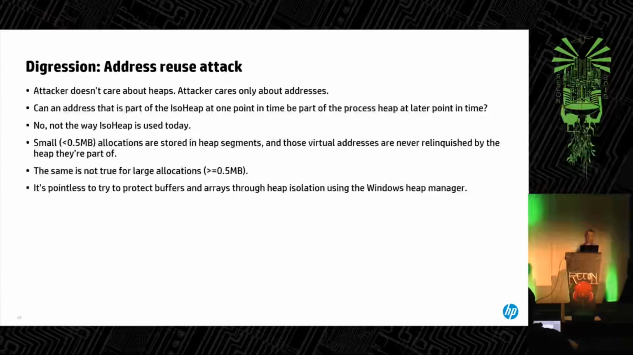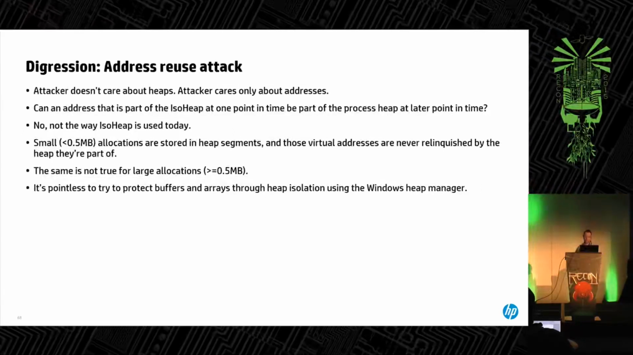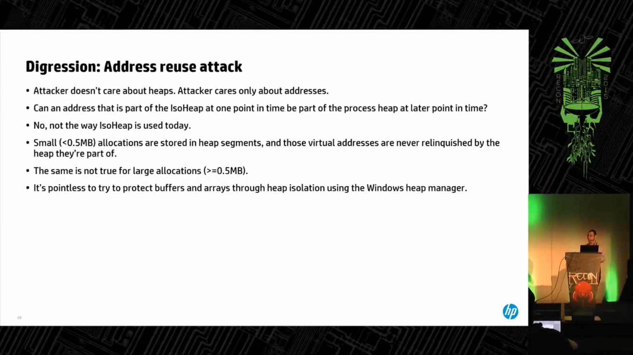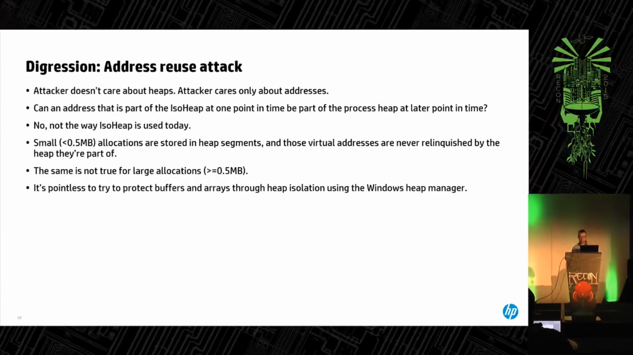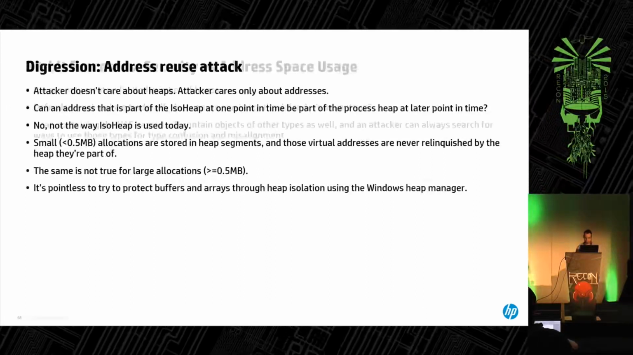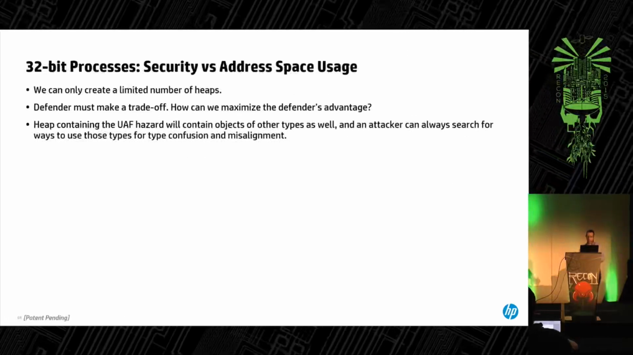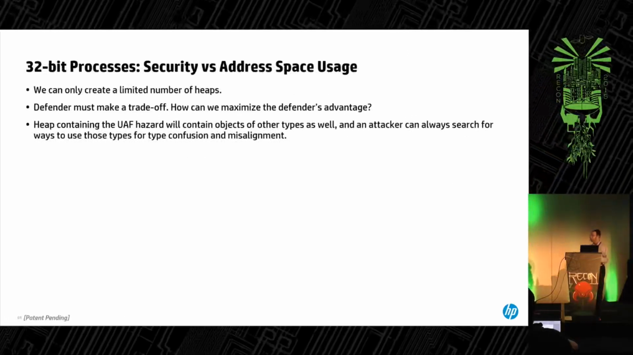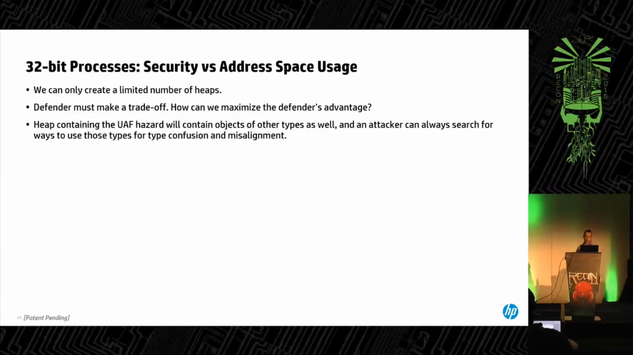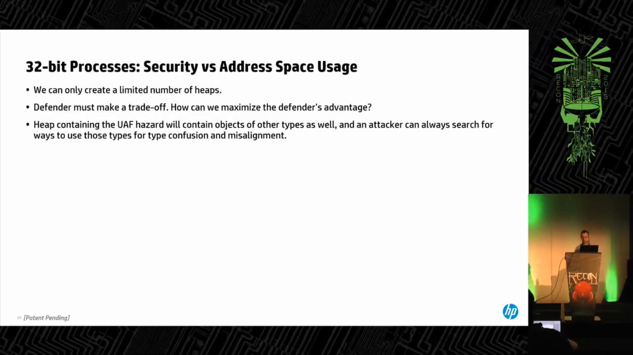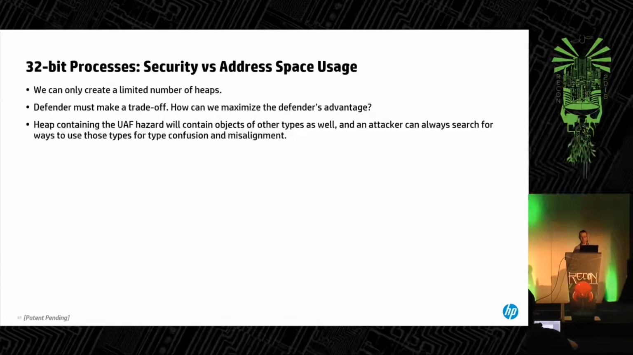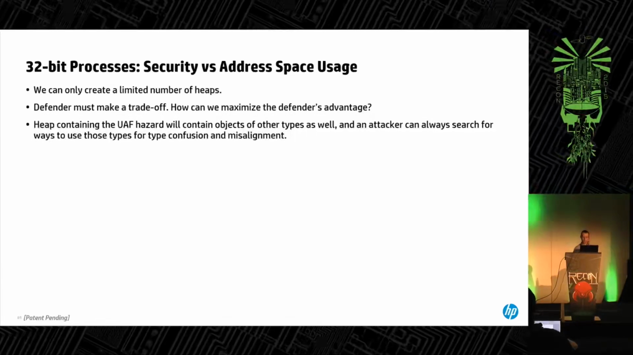The bottom line is, the best way is to keep array and buffer allocations on the default heap and have a separate isolated heap for every type of scalar allocation. Then those isolated heaps will be completely immune to type confusion and misalignment issues. So having a separate heap for every scalar type is highly beneficial, but the drawback is that it may be too wasteful of address space in a 32-bit process where address space is a scarce resource. So we're faced with a trade-off between security and address space usage.